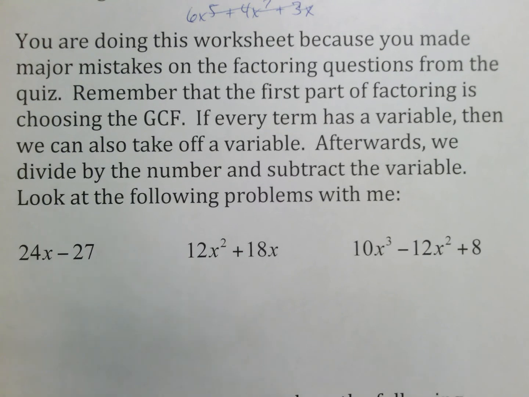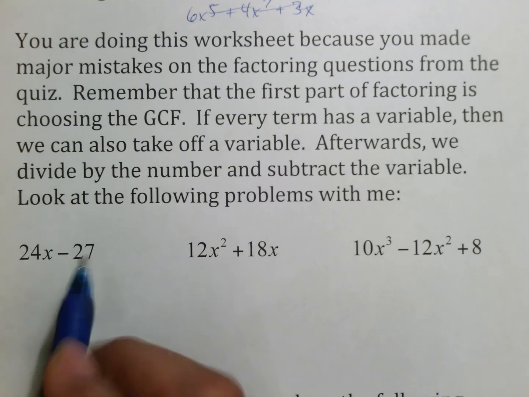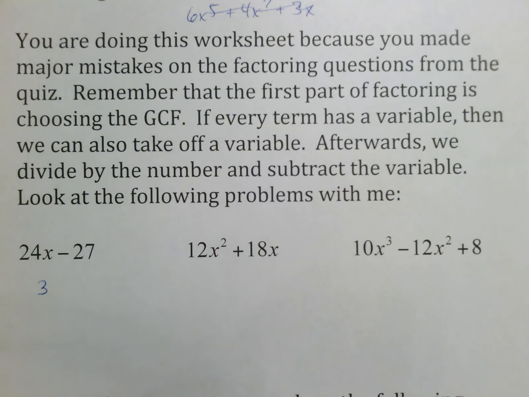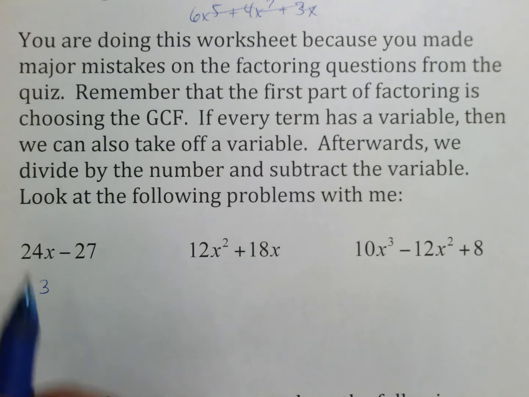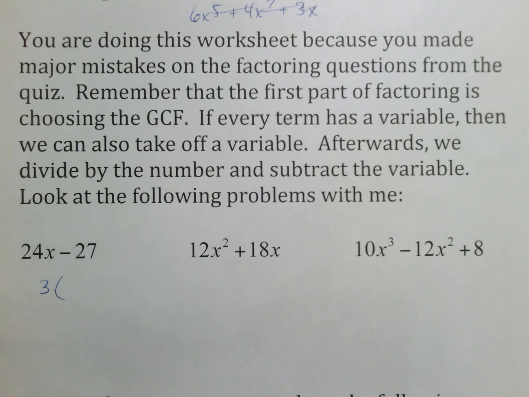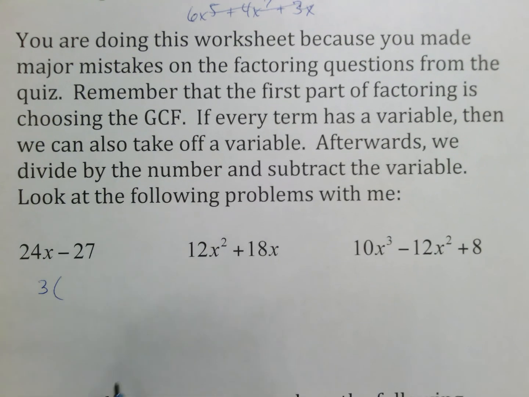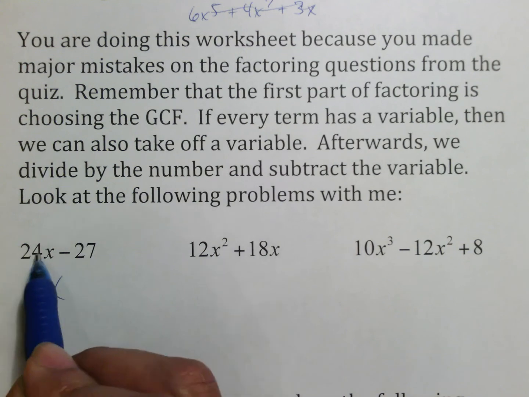Either way, for 24 and 27, if you want the greatest number that goes into both, it's not even. Check 3. 3 goes into 24, 3 goes into 27. That works. So that's what we're going to take off. And again, take the lowest amount of x's. That term has 1 x, that one has 0 x's, which means we can take off 0 x's because that one doesn't have anything. From there, once you have the GCF, you have to rewrite all the information.